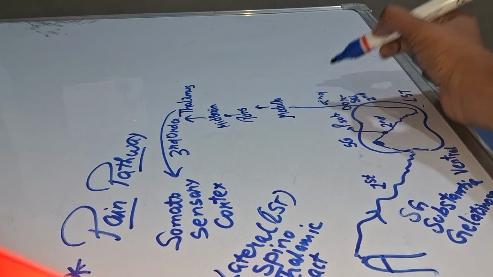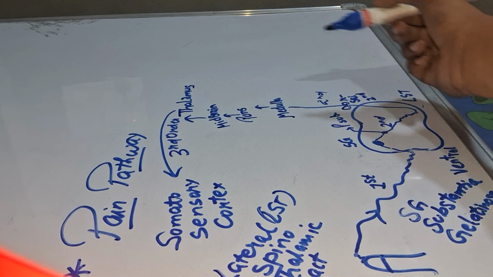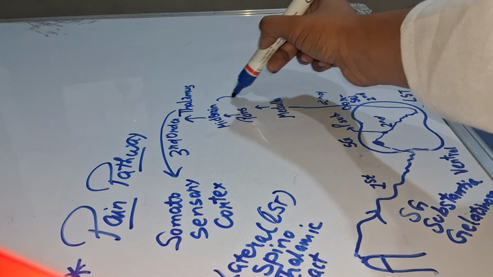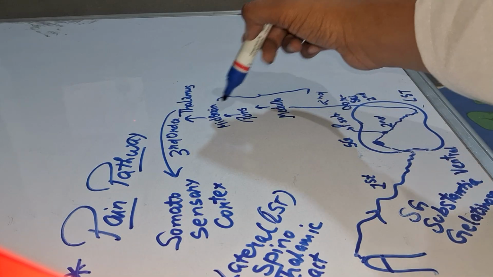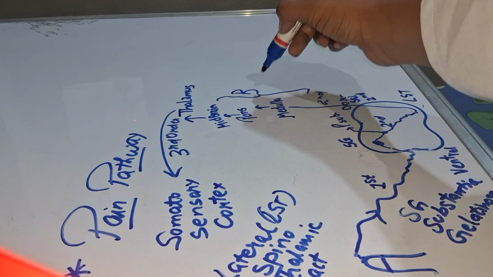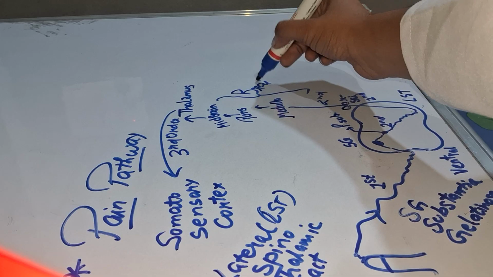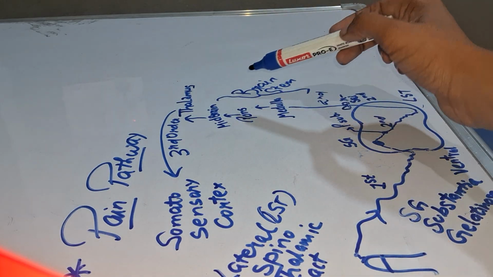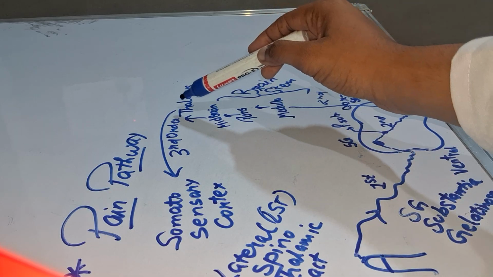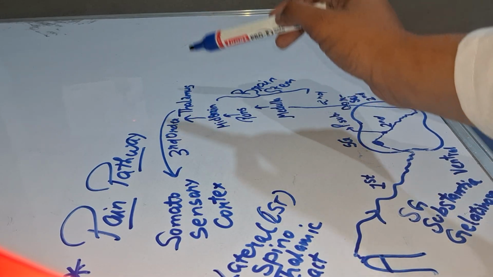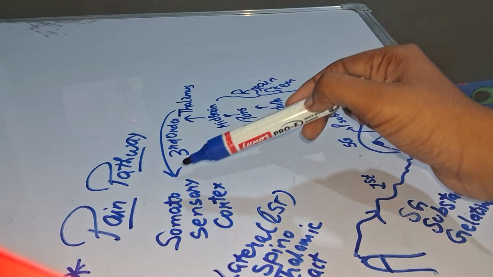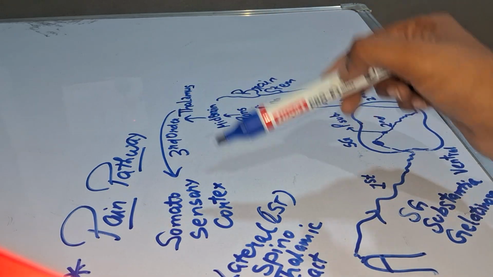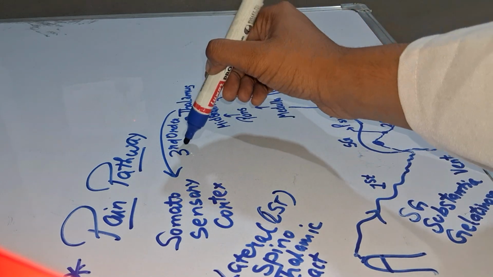Again, they are second order. From LST to medulla, medulla to pons, and from pons to the midbrain. These three are known as the brainstem. Okay, and from midbrain to thalamus, and from thalamus to the somatosensory cortex. So from thalamus to somatosensory cortex via third order neuron.